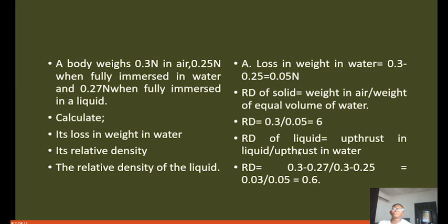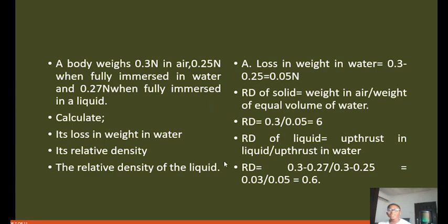So the relative density of the liquid now is the upthrust in liquid divided by the upthrust in water. And what is upthrust? Upthrust is just the difference between the weight in air and the weight in water, or the weight in air minus the weight in liquid. So it's just a division. This is the weight in air minus the weight in that liquid, divided by the weight in air minus the weight in water, and it will give us the relative density.